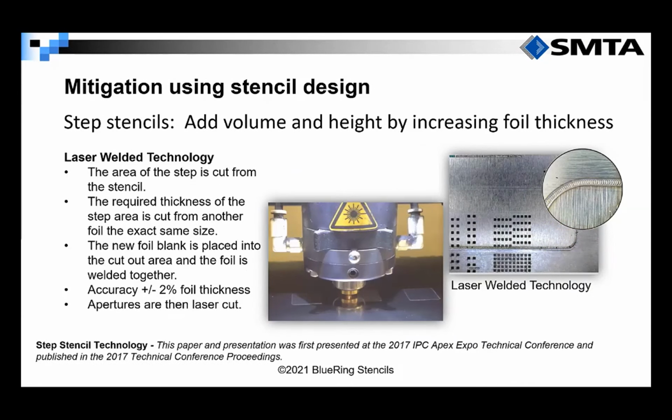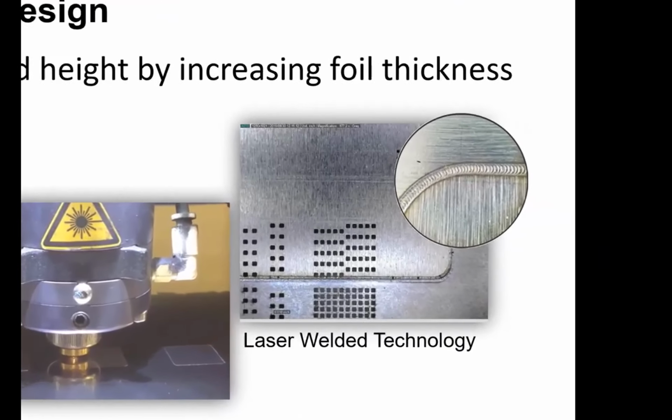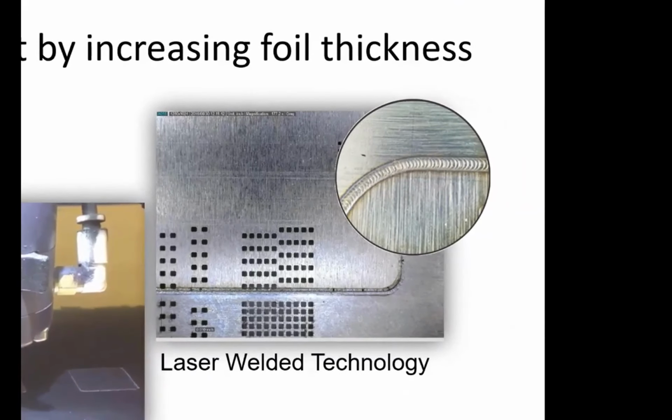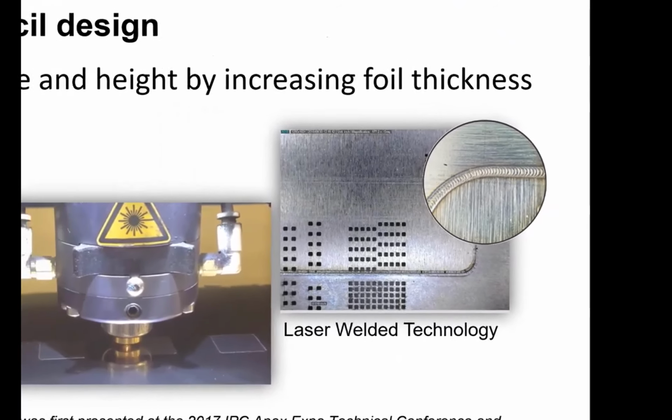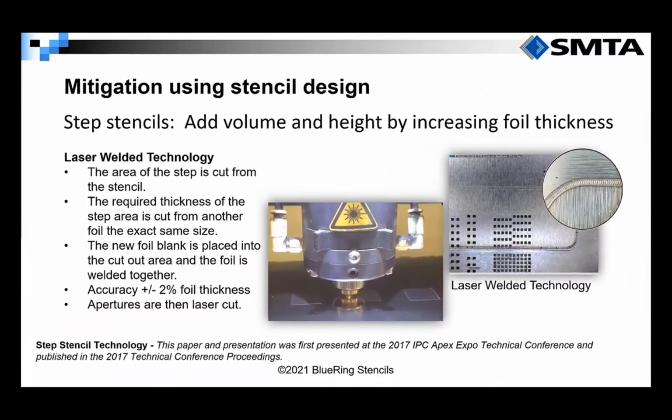If the base foil is 5 mils and there's a requirement for a 4 mil step down, we take a 5 mil foil, laser cut out the area that should be 4 mils, then we cut out a piece of 4 mil foil exactly the size we need, and then we vacuum those two pieces together and then weld. You can see the welded bead in the upper right corner of the screen. The limitation we currently have when welding steps using this technology is 3 mils thick. So right now we can't weld foil less than 3 mils thick.